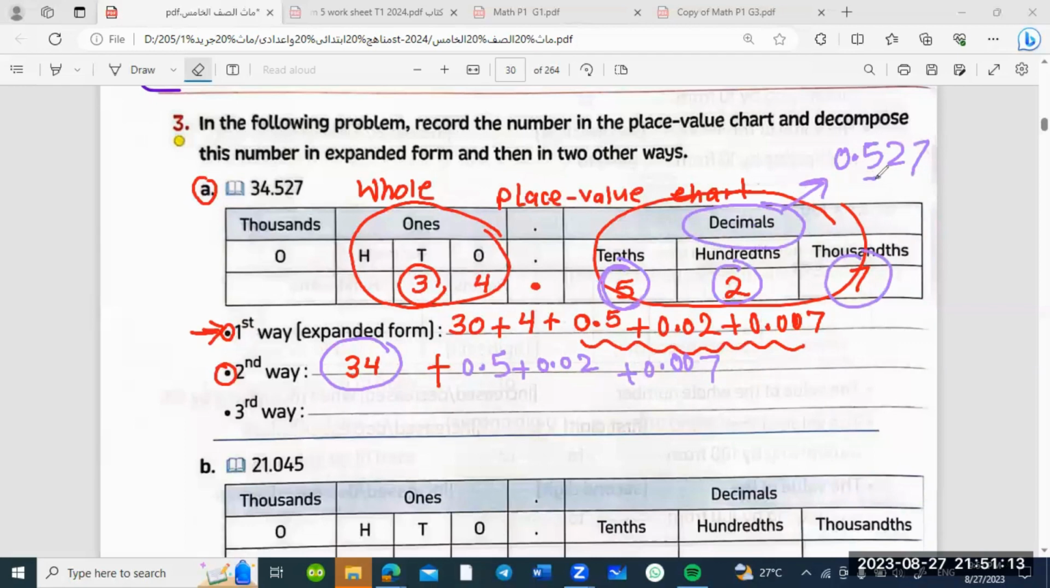I take 5 and write it 0.5. I take 2 and write it 0.02. I take 7. Mute yourself Jana. Close your microphone, please. And the 7, 0.007. Okay, Jana? Got it? Okay. What about the third way?